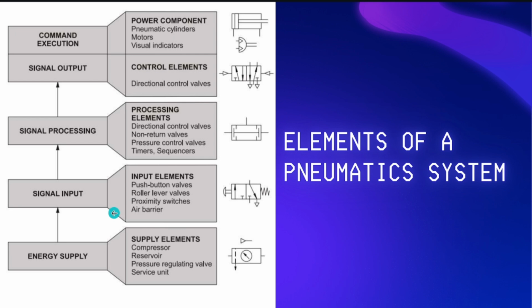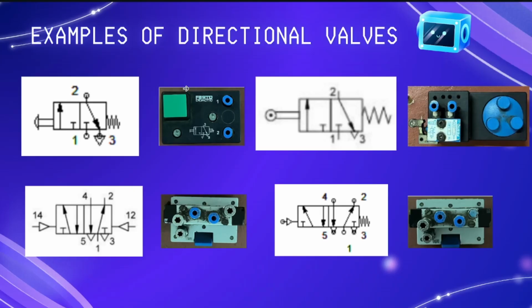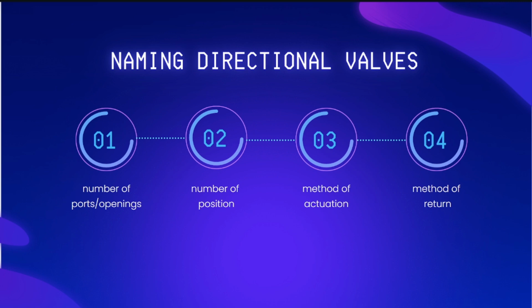Okay, so typically, ginagamit ang directional valves dito sa tatlo: input, process, and output elements. So here are a few examples of directional valves. These are the typical ones that are used in studying pneumatics sa university. So paano nga ba mag-name ng directional valves? First step is to determine the number of ports and openings. Then, number of positions. Then, method of actuation and method of return.